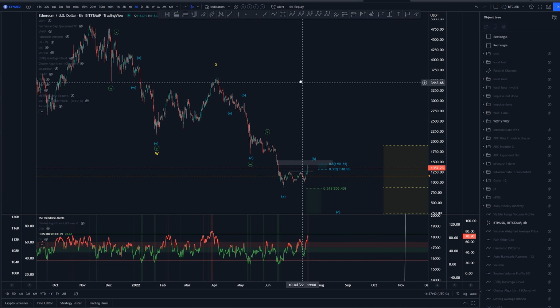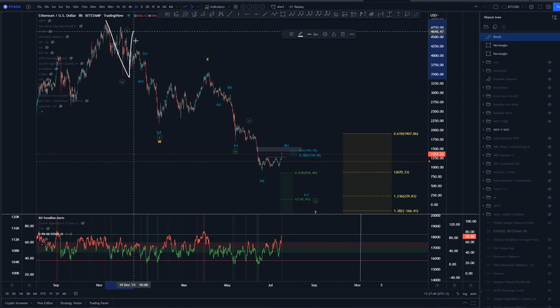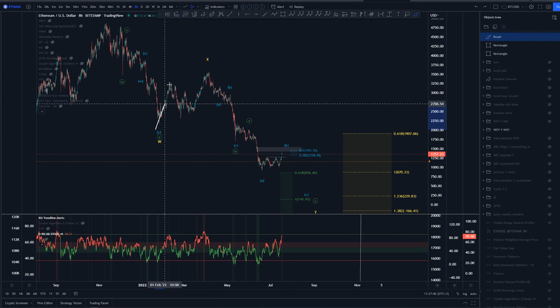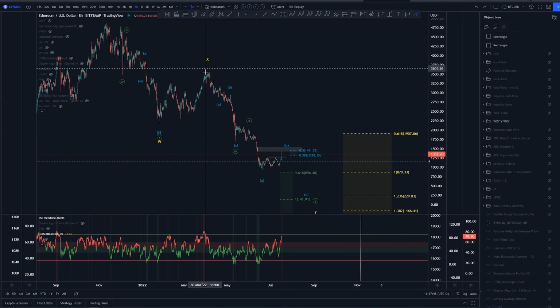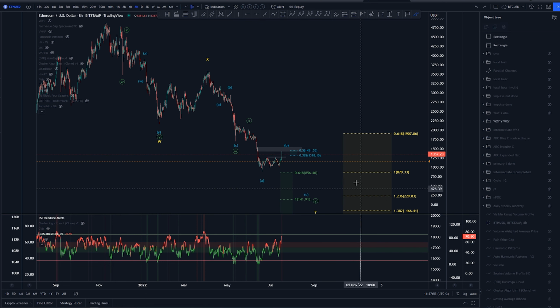So overall, we had two different ideas here as well. Overall, WXY: into W, then 3 ways into X, and then again ABC into W, 3 ways into X, and now again looking for this to be an A, B, and C coming down. That is the main idea I have.